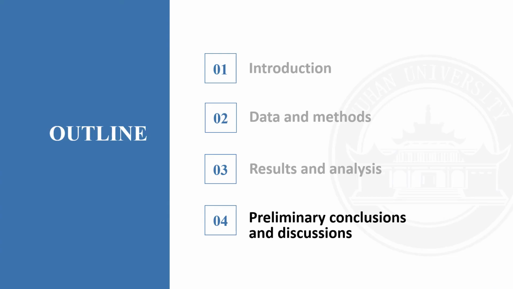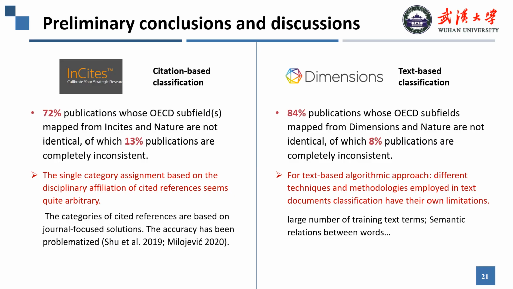As a research in progress, we get some preliminary conclusions and discussions. Firstly, the unique classification system in Insights seems quite problematic, and one of the most important reasons may be that the categories of cited papers are still based on journal-focused solutions. Then, for the text-based classification in Dimensions, the different techniques and methodologies employed in classifying text documents have their own limitations. The improvement of algorithms is endless.